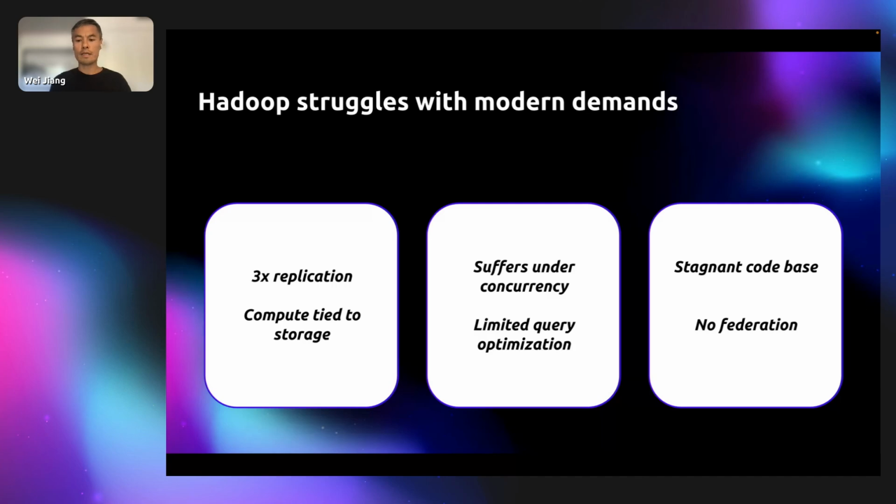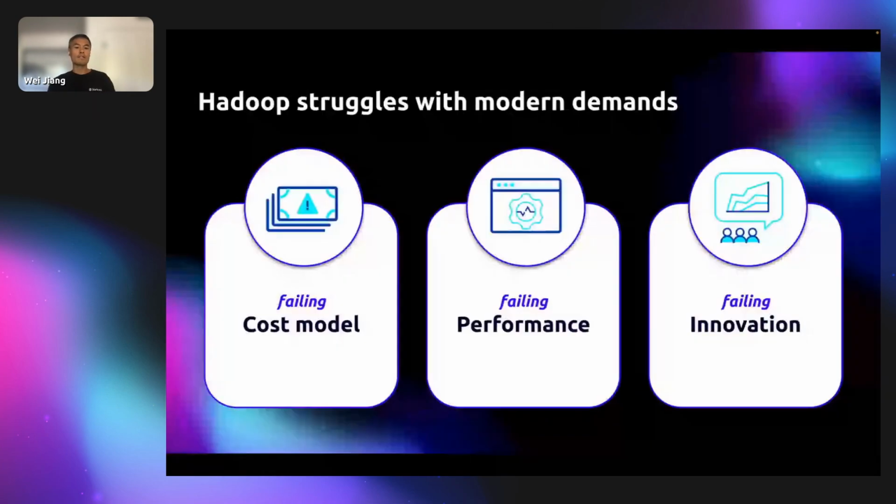Their open source project really isn't seeing as many commits and interaction as the Trino project that we maintain here. The code base is pretty stagnant, and there's really not a way to federate to other data sources if they need to. So what that leads to is a failing cost model. Again, triple replication just causes the infrastructure sprawl to become huge and unmanageable, failing performance, and really not enough innovation on the Impala engine.